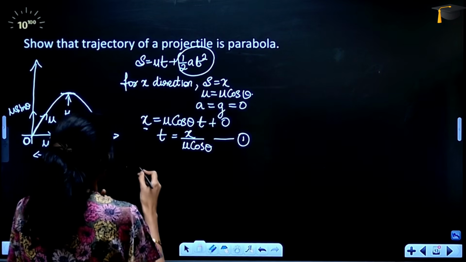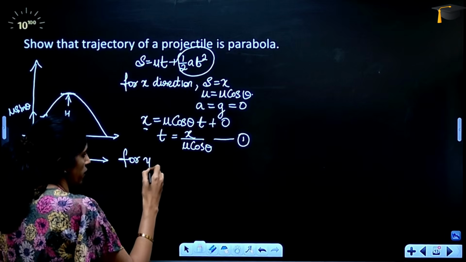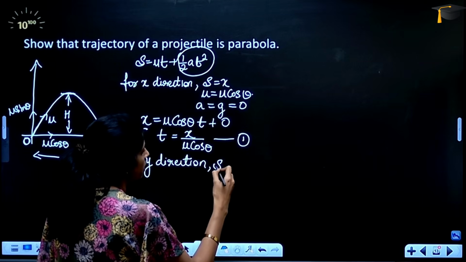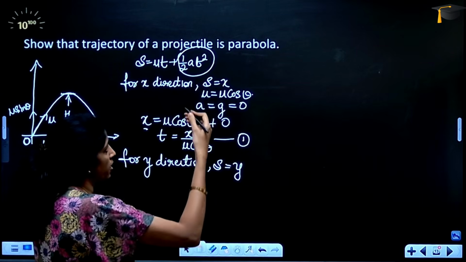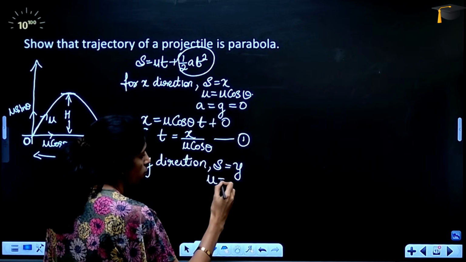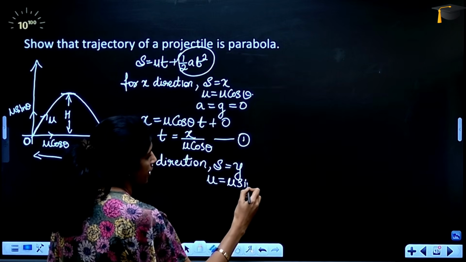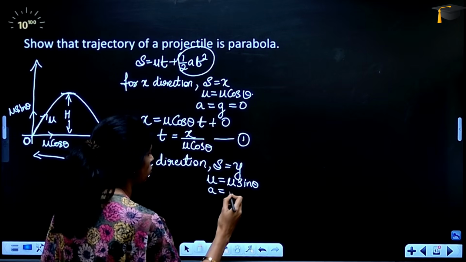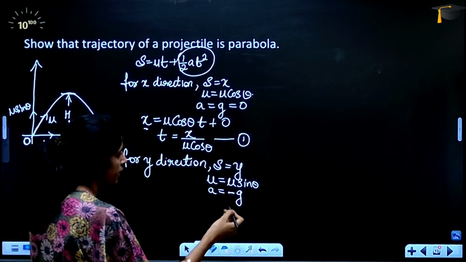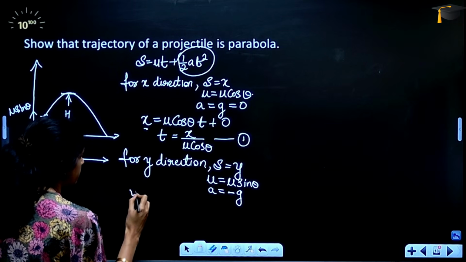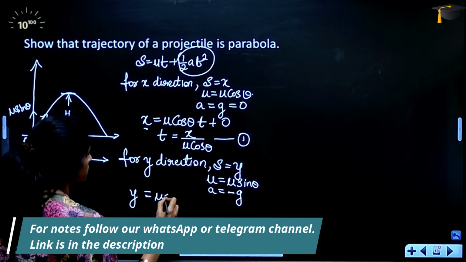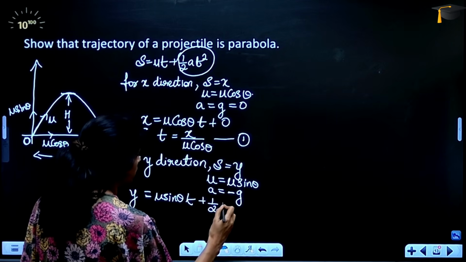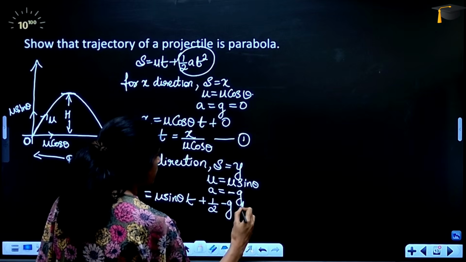Now, moving to the next term for Y direction. I'm taking both directions here, X direction as well as Y direction. So for Y direction, I will take S as Y. Now you can tell me, if I take S as Y, then what should I take for U? U should be taken as U sine theta, right? Because it's a Y direction. Similarly, A is going against the gravity, so I'll take A as minus G. Now substitute in the main equation: S is taken as Y equals U sine theta into T plus half, A replaced by minus G, times T square.